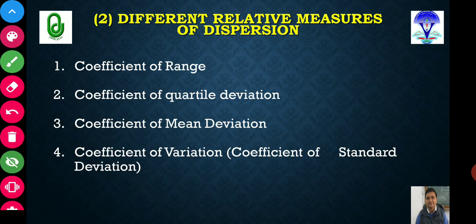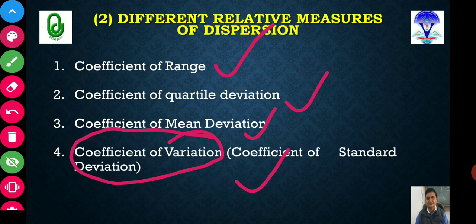Now, what are the various relative measures of dispersion? The first one is coefficient of range, then coefficient of quartile deviation, coefficient of mean deviation, and coefficient of variation. So these are the four measures. The coefficient of variation is very important, and it is the most commonly used relative measure of dispersion.